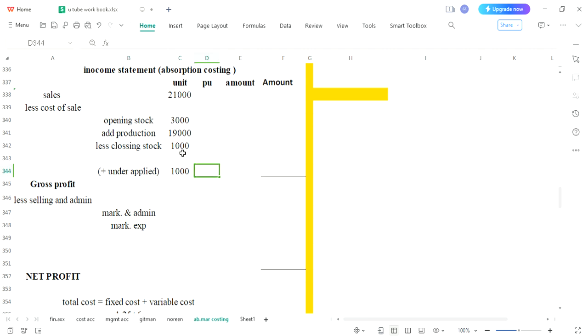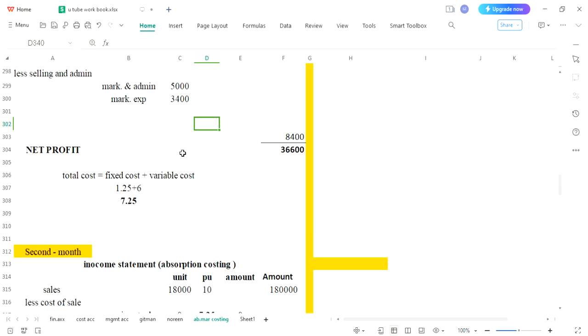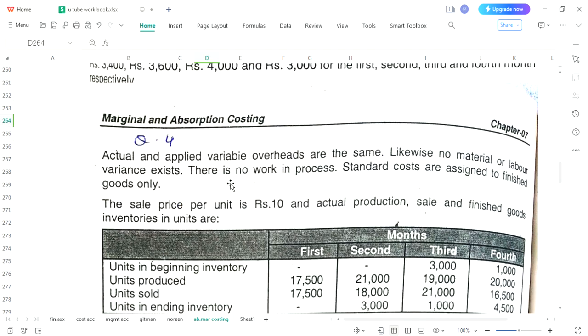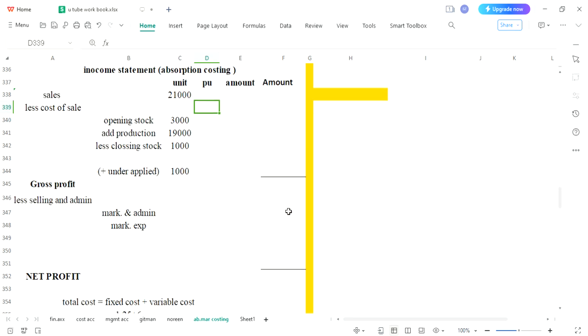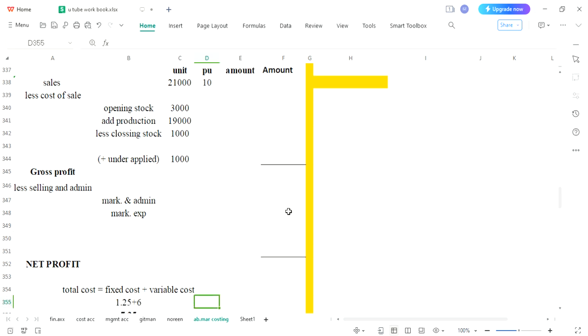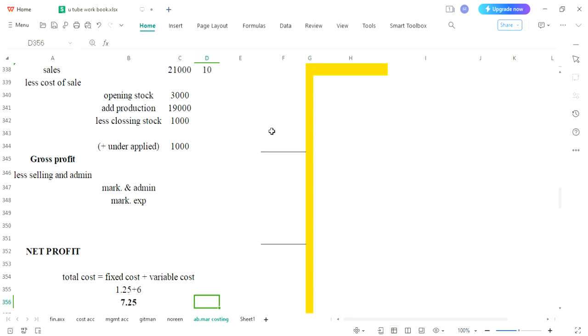Now we will put per unit cost. Sale price is 10 rupees. Write it down over here. We need to make per unit cost, and that we have already mentioned. Total per unit cost: fixed and variable are 1.25 and 6. So per unit is 7.25. Simply, 7.25 would be posted over here.